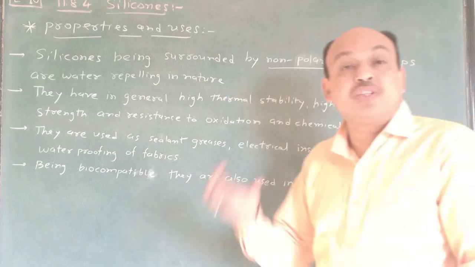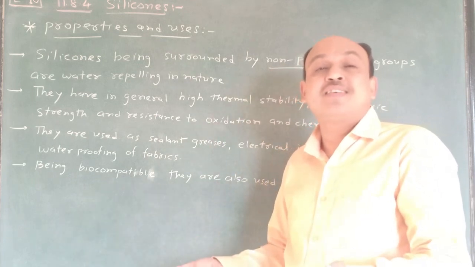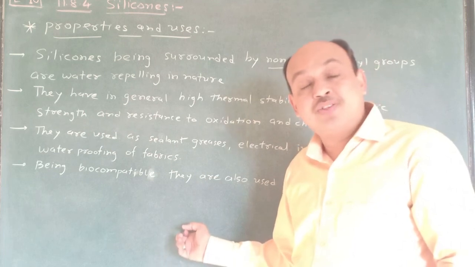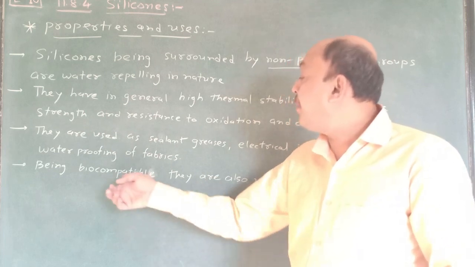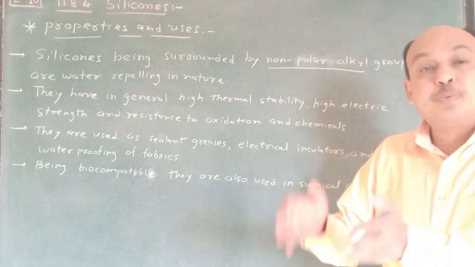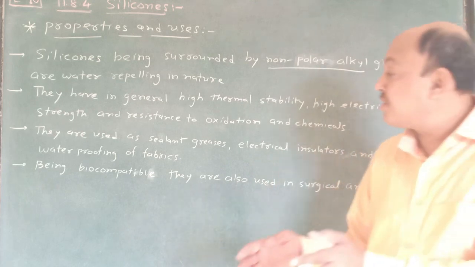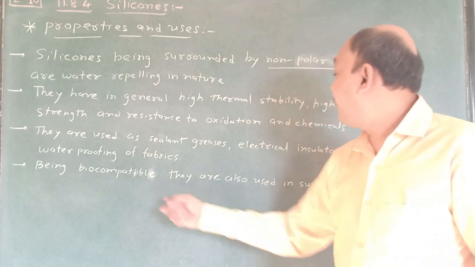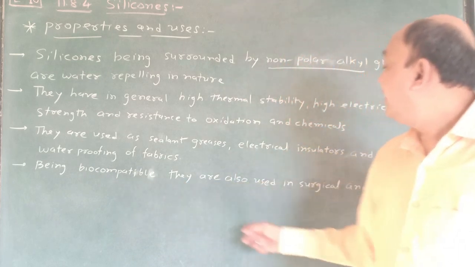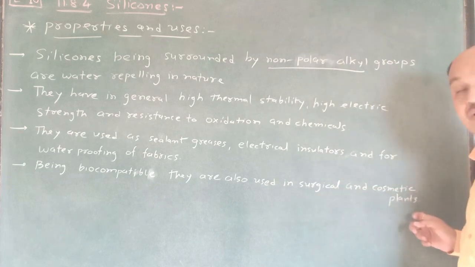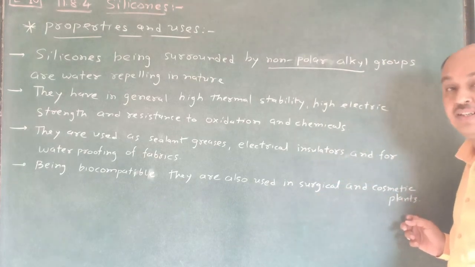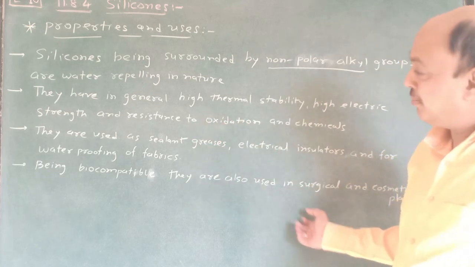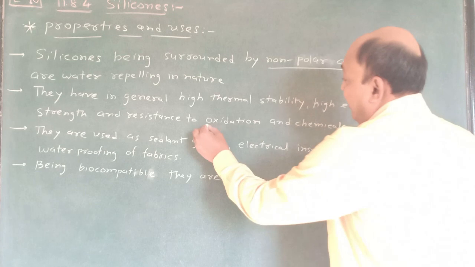Surgical means what? You know this, plastic surgery. Nowadays it's a very common word, and this is made up of this type of silicones which you have to use. Okay, being biocompatible means what? It is useful in biological organs also, and that's why it is considered biocompatible. This one is interesting and important. They are also used in surgical and cosmetic implants. You know this one, plastic surgery. Remember, if you write plastic surgery, then there is no problem. But you completely remember this one.